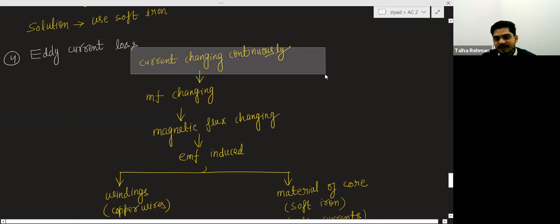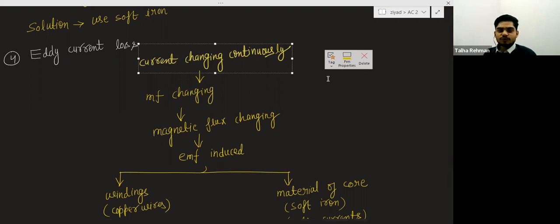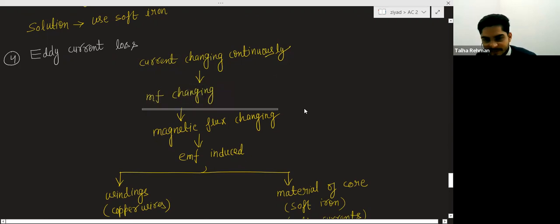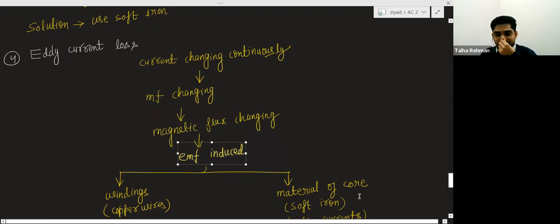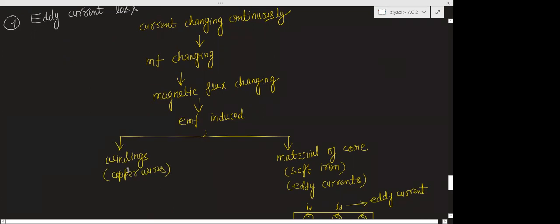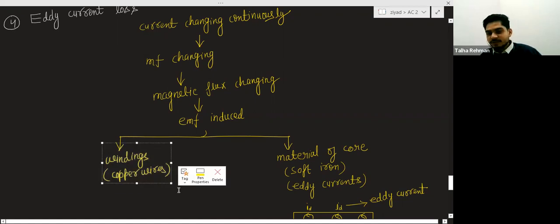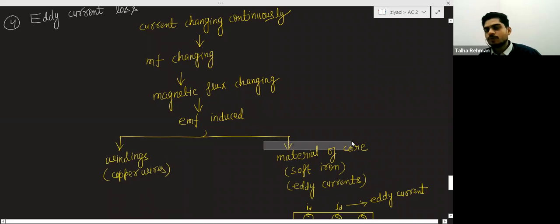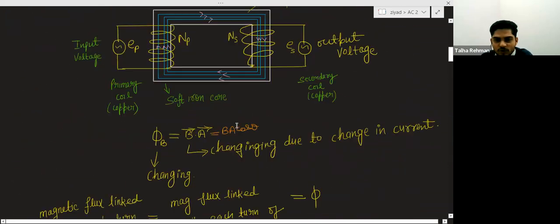Basically, there is a change in the current continuously across the winding or across the bulk part of the transformer. So due to that, there will be change in the magnetic field. Due to that, there will be change in the magnetic flux. Due to that, induced EMF will be there. First, induced EMF will be there in the windings. There are the copper windings. So first induced EMF will be across the copper winding. Another induced EMF will be across the material of the core. This is the core, this is the soft iron core.